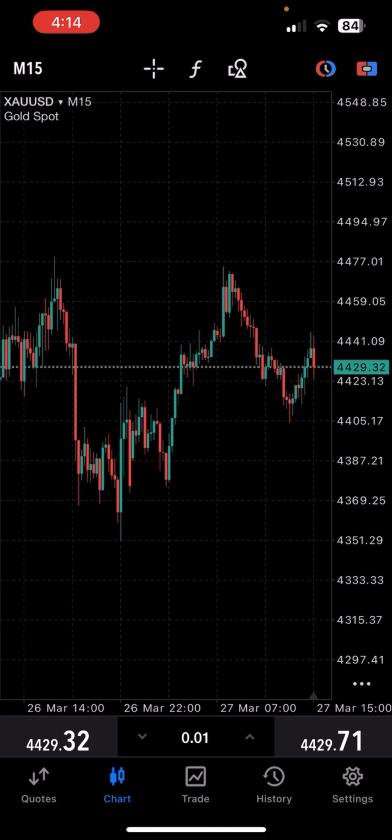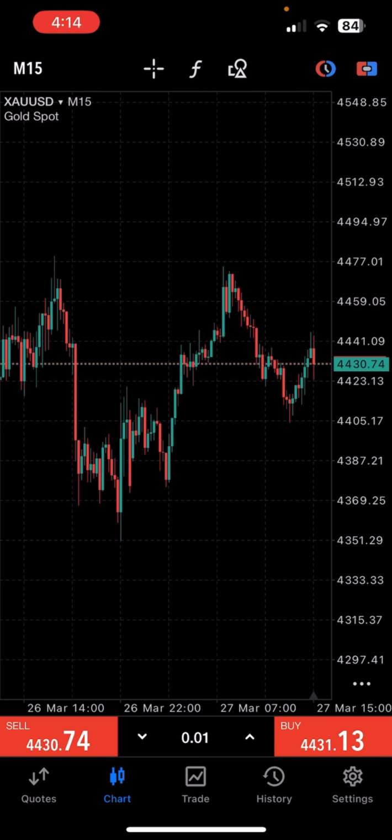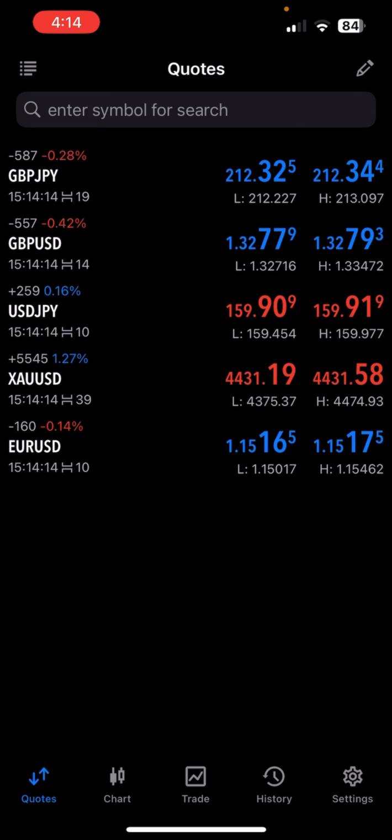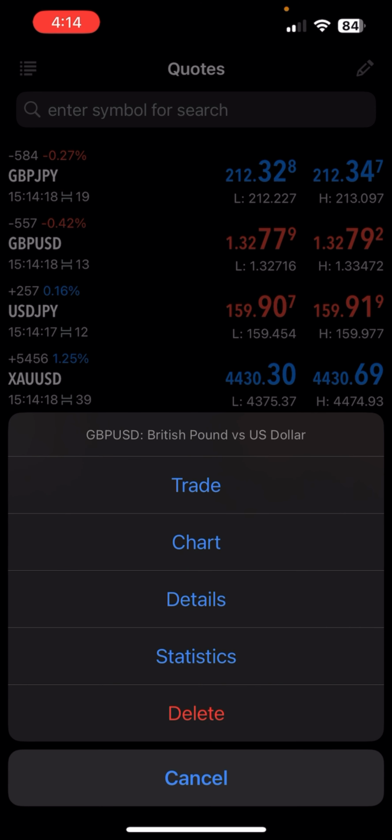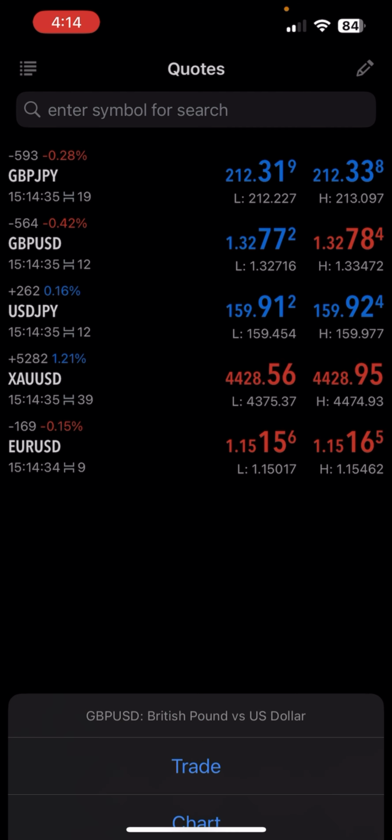So firstly you need to know how to paste. Now let's say you are given GBP USD, this is it. So you just tap on it. Upon tapping, you'll see trade, chart, details, statistics, delete and cancel. So what you will choose is to just trade. Choose trade if you are copying the signals and you want to trade that same signal. So you just tap on trade.